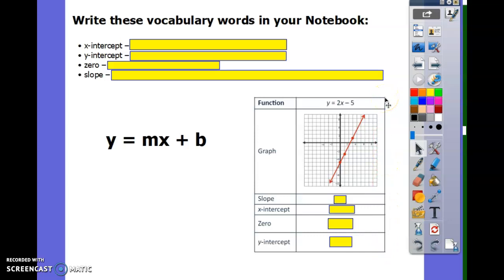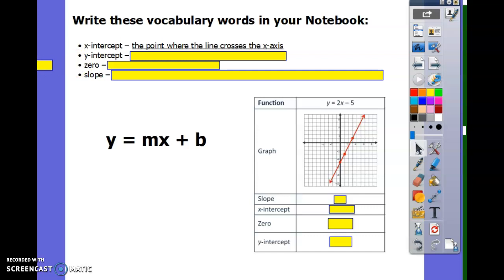You're also going to be writing vocabulary words, so you can write the vocabulary words underneath the objective on page 12. We're going to start off with X-intercept. So I want you to write down X-intercept and the vocabulary word, which is, the point where the line crosses the x-axis.